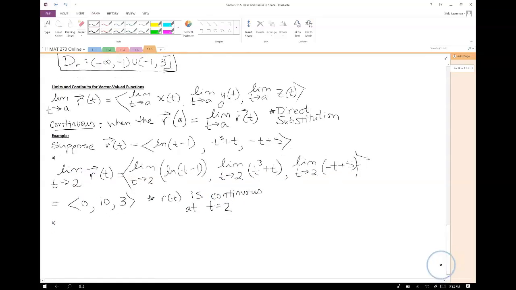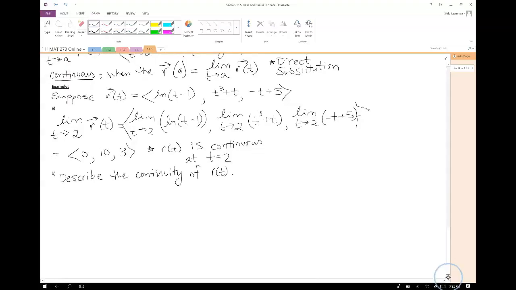And just in general, we're going to use the same r of t, and we want to describe the continuity. So we're not being asked to calculate the limit at any one specific value, but we just want to discuss in general what t values we are and are not allowed to plug in. Very similar to what we're asked to do when we calculate domain. So we need to look at these component functions individually, just like we did with domain, and we need to think about where we could run into some trouble.